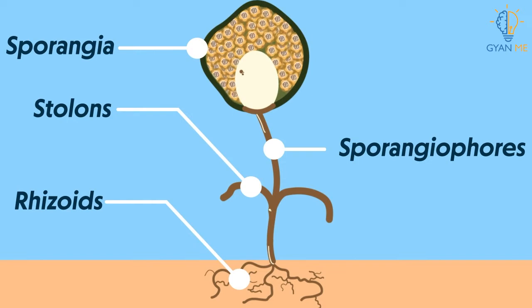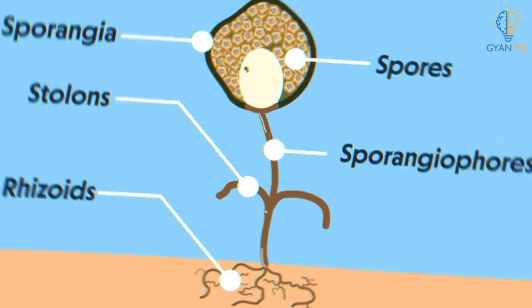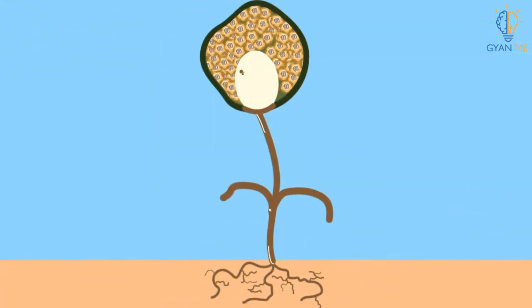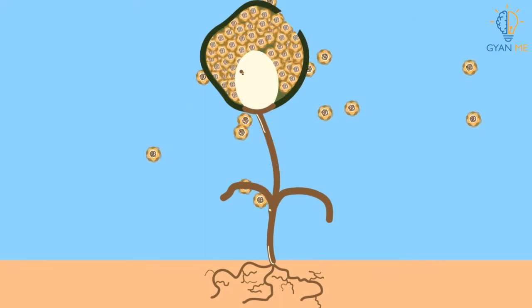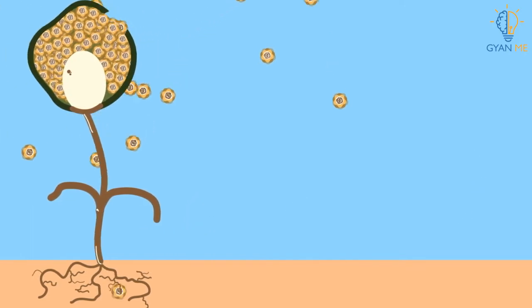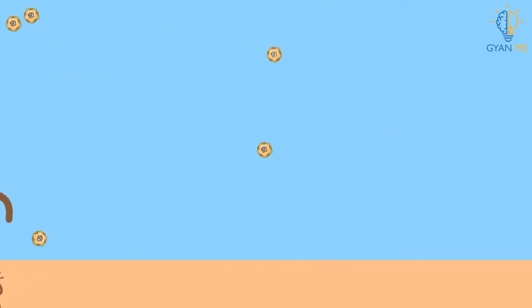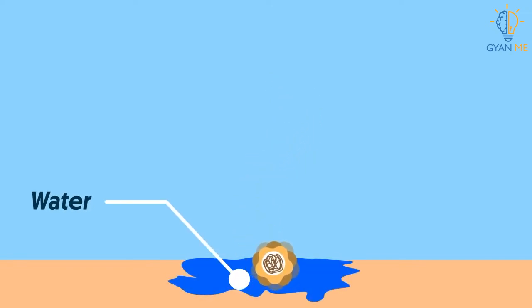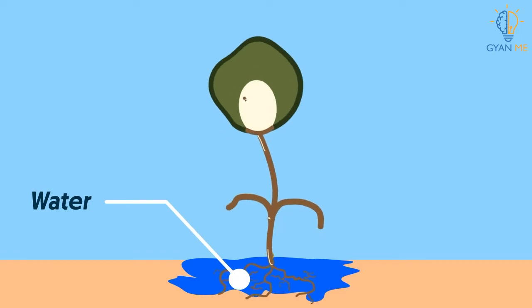It contains very small, tiny spores. At maturity, these sporangia burst open and release spores into the air. Spores are dry and very light, so they are carried to distant places by air, and they stay there in the air for a long period. Now whenever they come in contact with water or any moist surface, they germinate to produce new individuals.